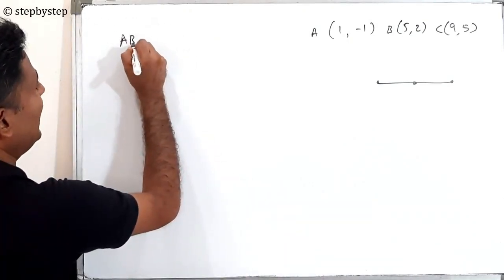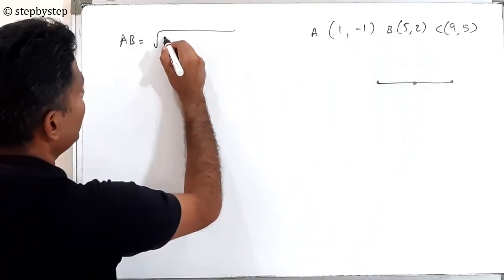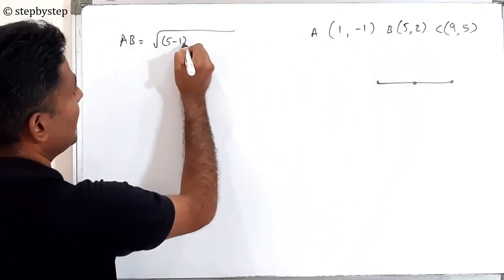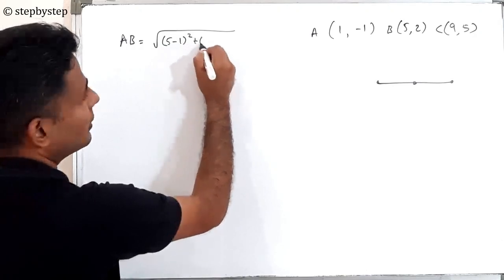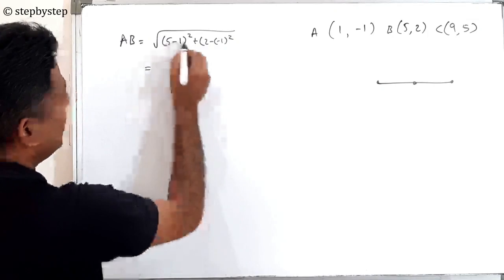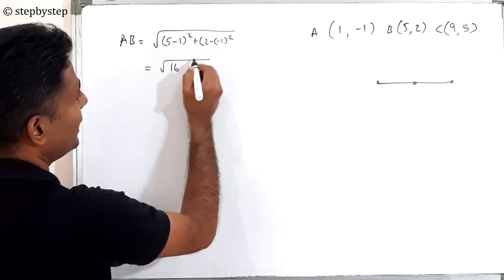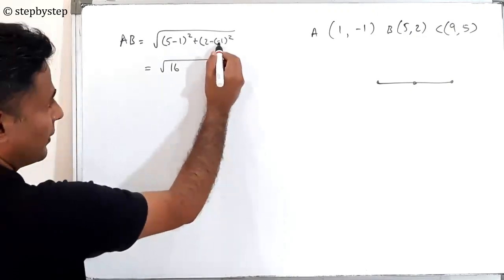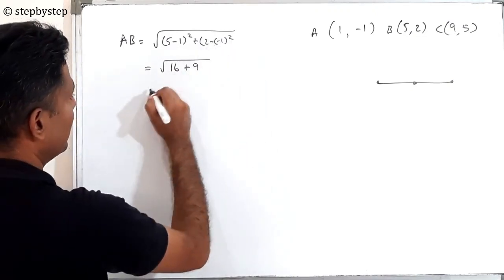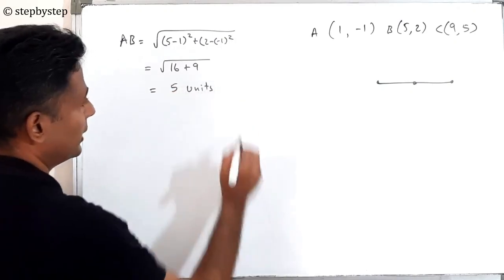We'll find AB equal to root of (x2 minus x1) whole square plus (y2 minus y1) whole square. I'll take this as x2, y2. So what do we get? 5 minus 1, 4 square is 16. 2 minus of minus 1, that is 2 plus 1, 3 square is 9. So we get root of 25, that is 5 units.